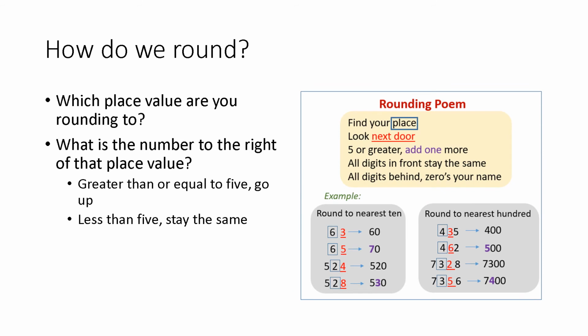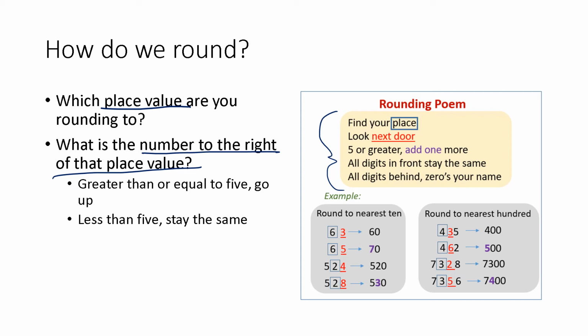So how do we round? There are two things that we need to know when we're rounding, and that is which place value are you rounding to, which is why we just went over place value, and then what's the number to the right of that place value. I like this little poem right here. I know it's a little simplistic, but that's okay. How many little rhymes from kindergarten and elementary school do you still remember? So find your place and look next door. Your place is which place value are you rounding to? Look next door, which is the number to the right of that place value.